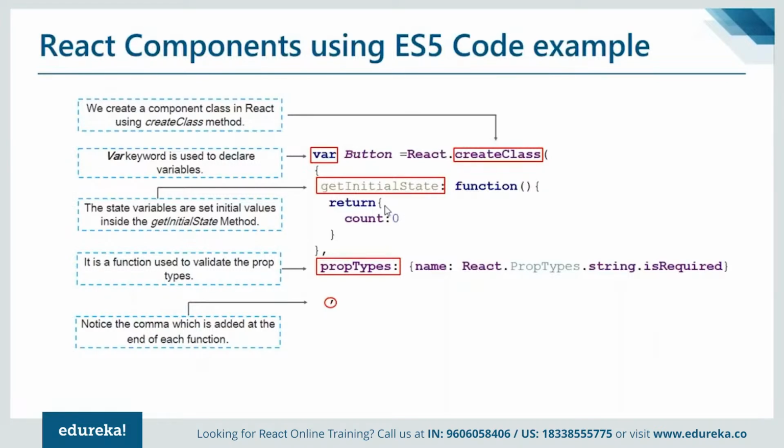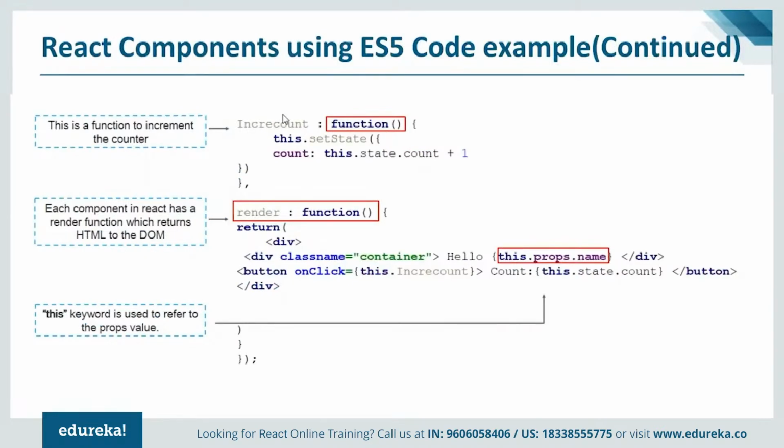Since it is a function or a method, there needs to be a comma separating them. There is a function which is used to validate the prop types, and a comma is added at the end of each function. Continuing, we have another function called increCount, which is a function to increment the counter. And at last we have a render function. These two functions are again separated by a comma.